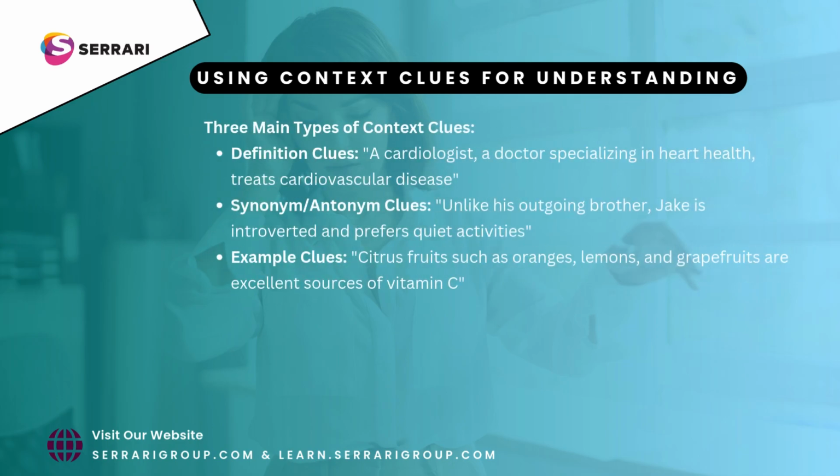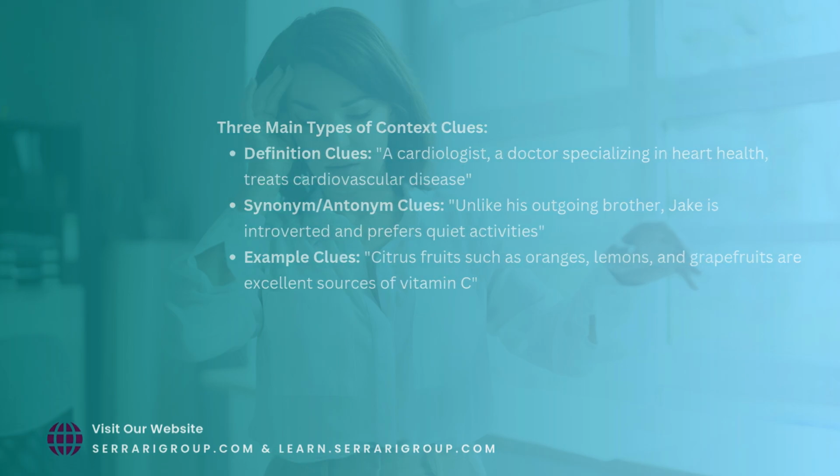Three main types of context clues. Definition clues: a cardiologist, a doctor specializing in heart health, treats cardiovascular disease. Synonym/antonym clues: unlike his outgoing brother, Jake is introverted and prefers quiet activities. Example clues: citrus fruits such as oranges, lemons, and grapefruits are excellent sources of vitamin C.